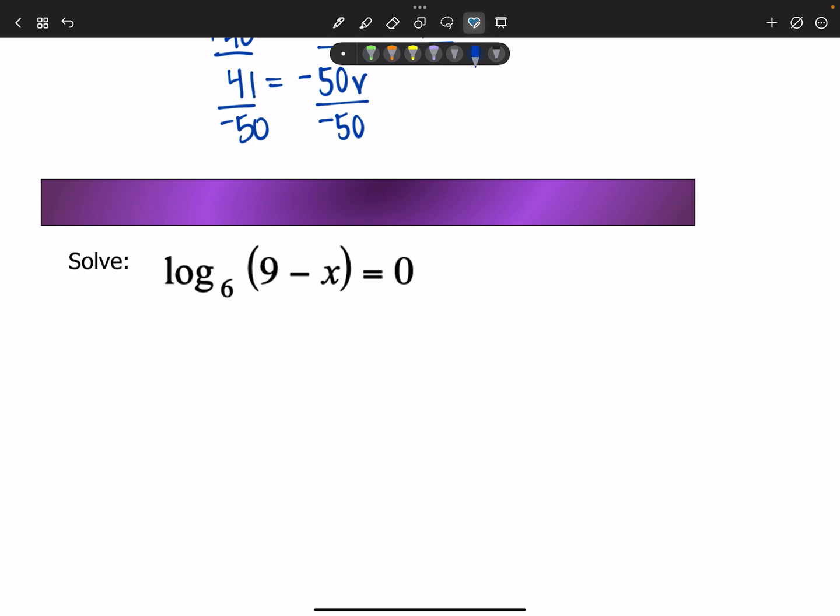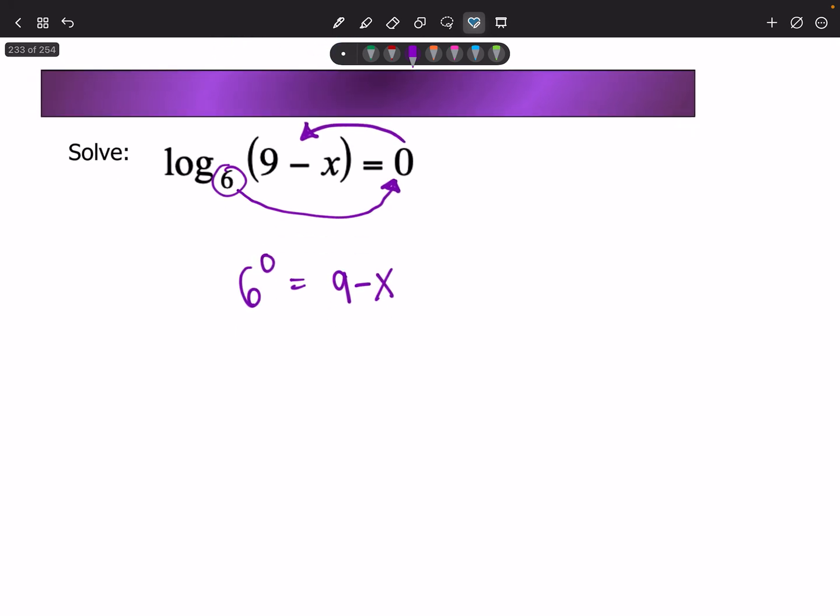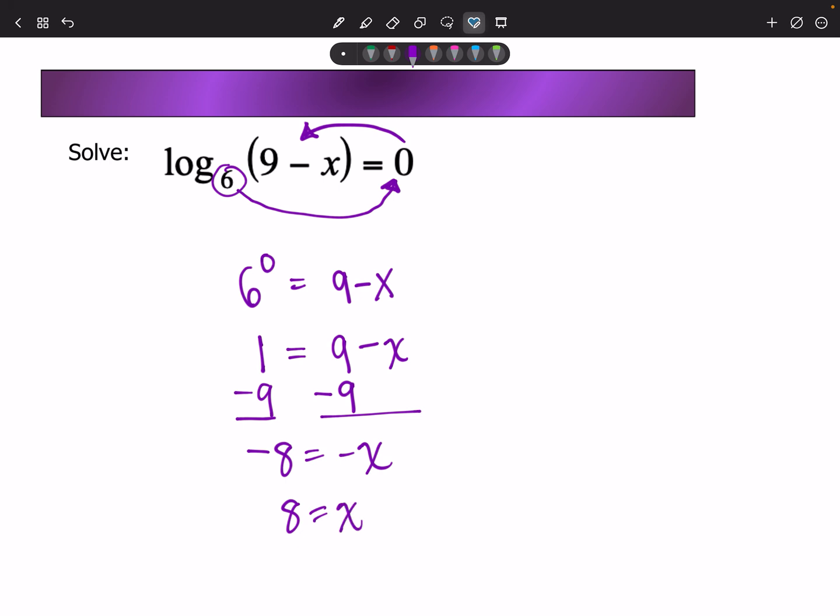Okay, log base 6 of 9 minus x equals 0. We're going to take that base of 6, raise it to the 0 power, and then that's going to equal the argument. So 6 to the 0 power equals 9 minus x. 6 to the 0 is 1. I'm going to subtract 9 from both sides. Negative 8 equals negative x. 8 equals x.